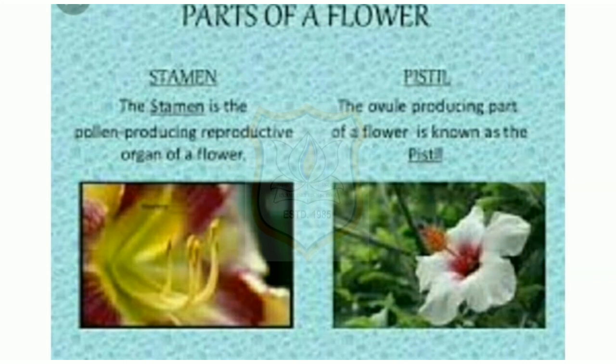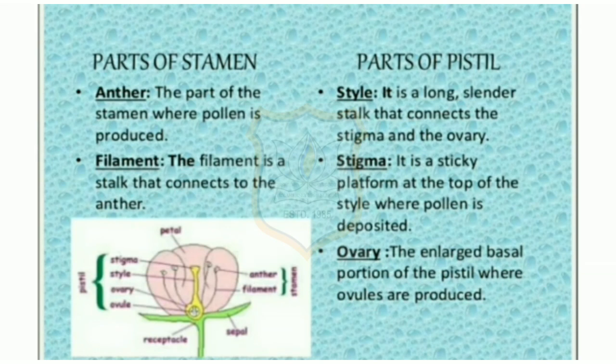Stamen is a part of the flower. Stamen is a pollen-producing reproductive organ of a flower. The ovule-producing part of a flower is known as the pistil. What are the parts of the stamen? Anther, yellow in color, is the part of the stamen where pollen is produced. Filament, cream in color, is a stalk that connects to the anther.